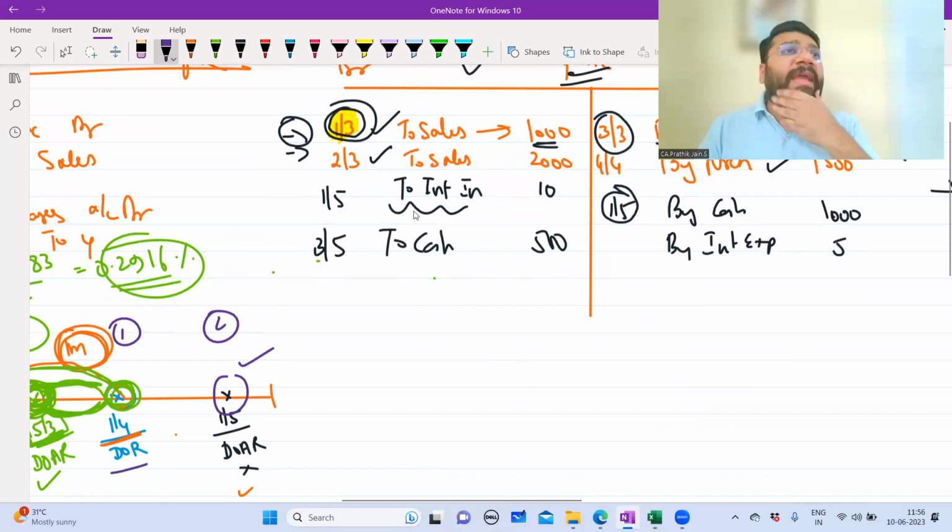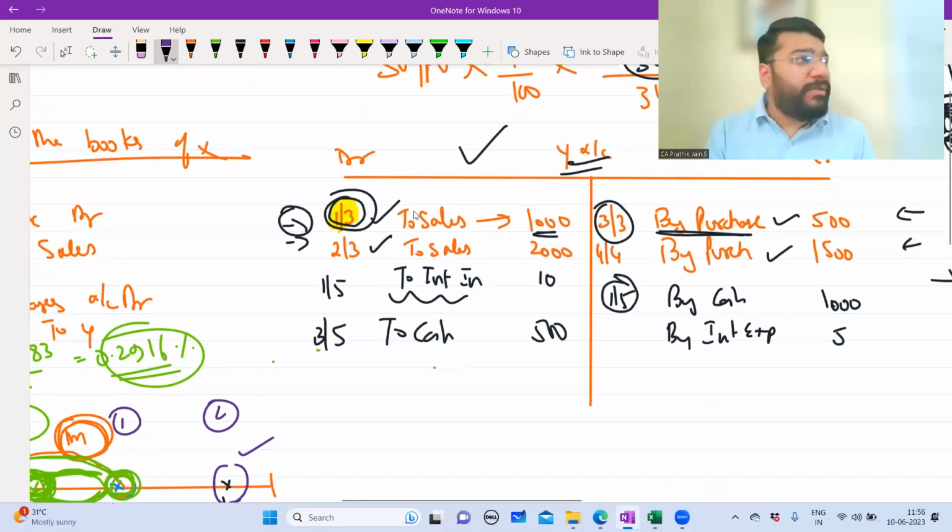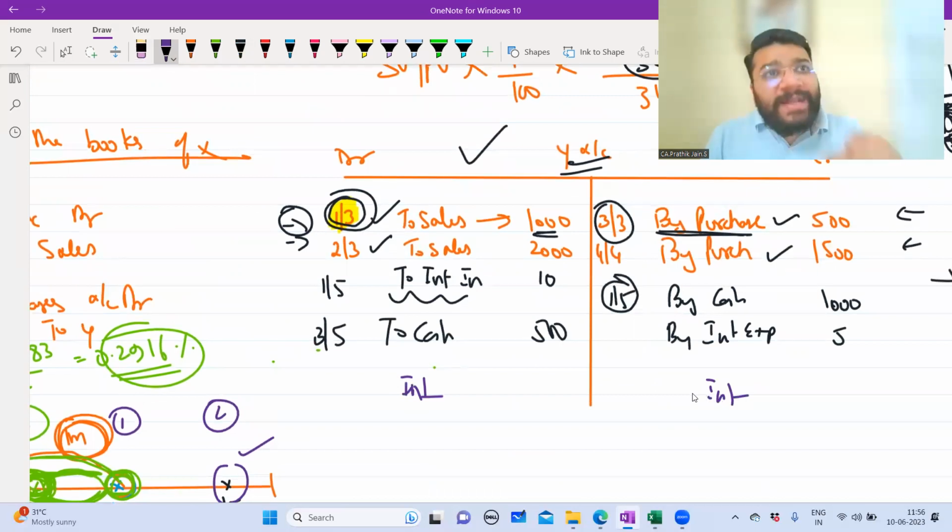Like that, for every transaction, if there is a delay in payment or early payment, you will keep on adding interest here. Interest will come here, interest will come here. So which interest belongs to which transaction, are you in a position to identify?